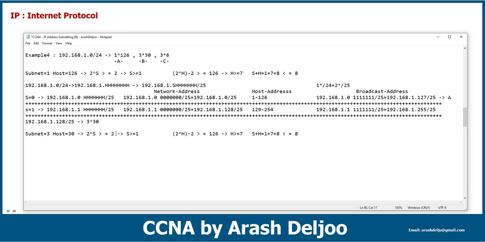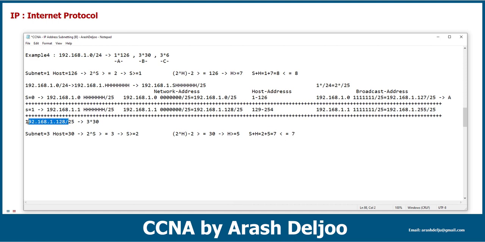2 to the power of S should be greater than 3. Because of that, we need 2 bits for this requirement, and after that, 2 to the power of H minus 2 should be greater than 30. Because of that, we need 5 bits for host bits. Finally, S plus H means 2 plus 5, and 2 plus 5 is equal to 7. We need 7 bits for this requirement, and also we have 7 bits.